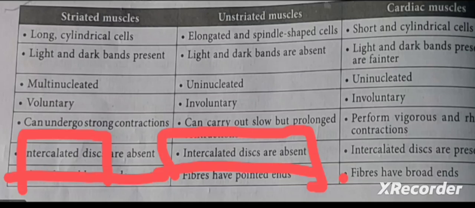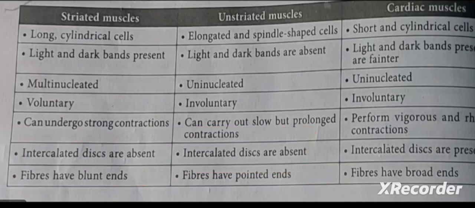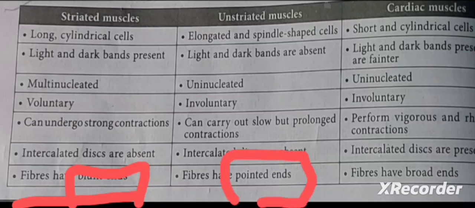Okay, so now let's come to the last point. In the case of striated muscles, fibers have blunt ends, means something which is not so sharp. So they have blunt ends. Whereas in the case of unstriated muscles, fibers have pointed ends, means sharp ends. And in the case of cardiac muscle, the fibers have broad ends. Okay, that's all for today.